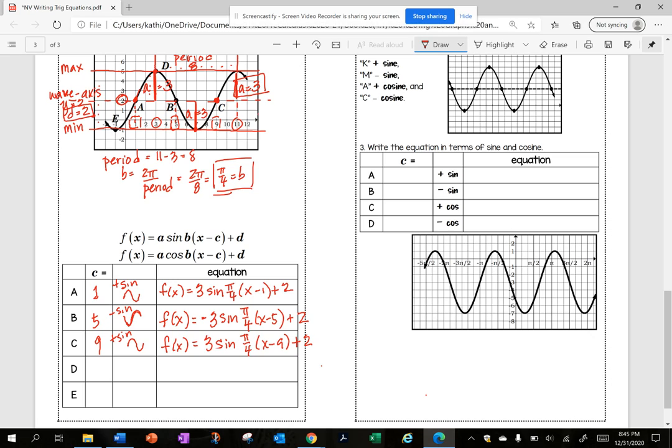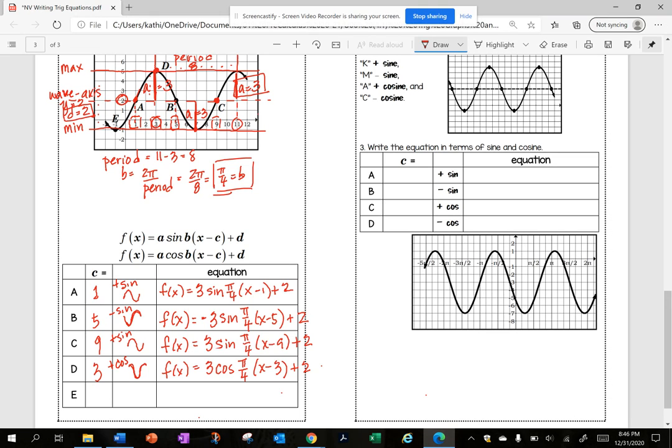Okay, let's try at point D. At point D, my C value is 3. This time I'm starting at a maximum, so my curve looks like this. So I know this is a positive cosine curve. So substituting into my equation, I get f of x equals 3 cosine. B is pi over 4. C is 3, so x minus 3, and D is still 2.